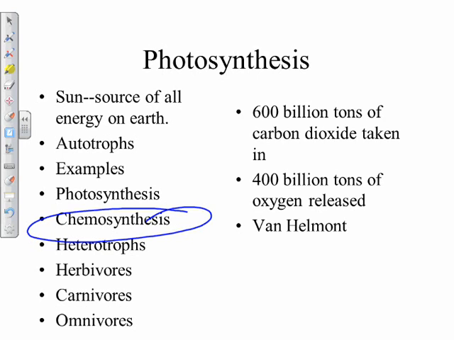Chemosynthesis is the process of taking not light, but taking energy from what? From chemicals. Usually inorganic chemicals. I'm getting there. Just one second. Usually taking energy from inorganic chemicals. What does inorganic mean? It doesn't have carbon. Not carbon-based. Usually, what are these chemicals based on that they use to do chemosynthesis? Sulfur. They're usually sulfur-based chemicals.